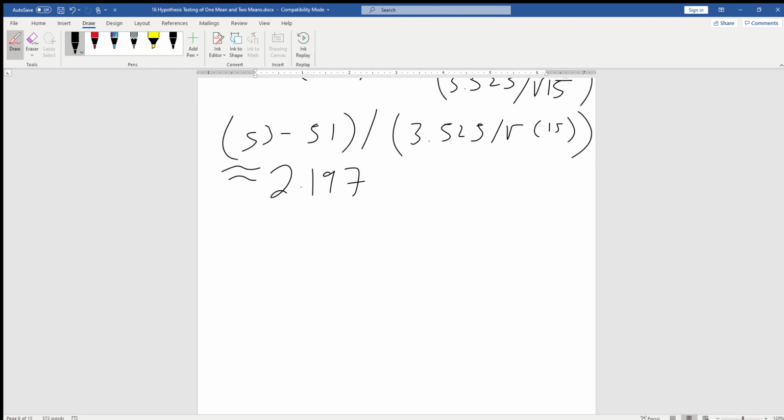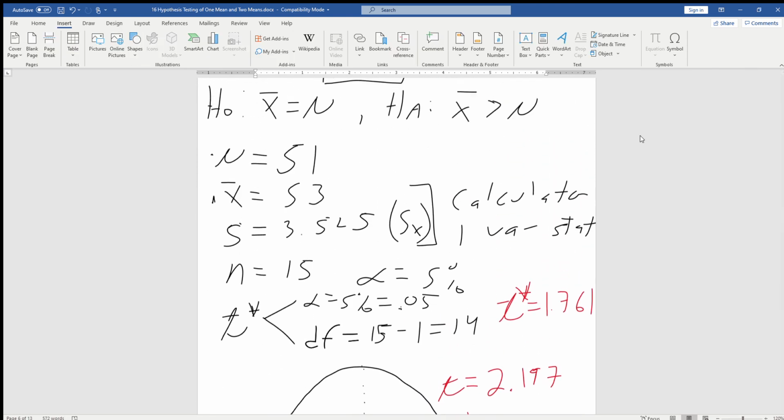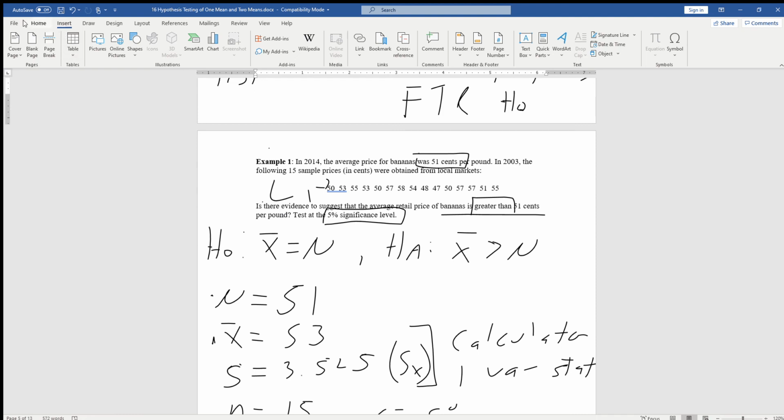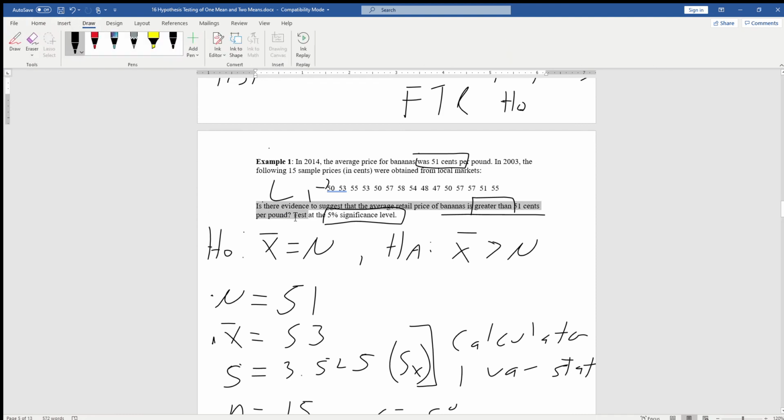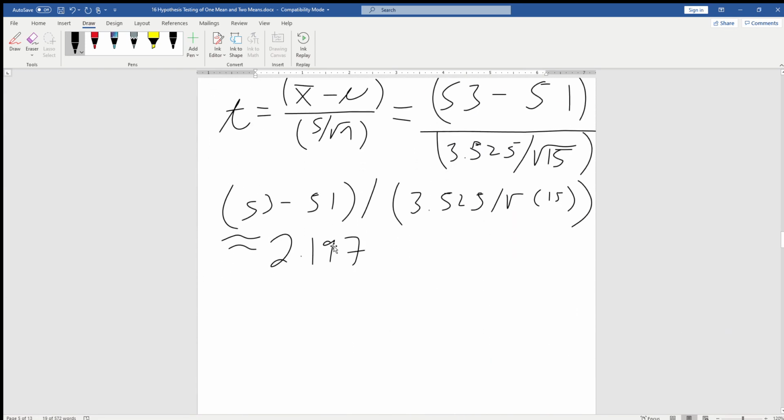So we'll type this out, and just like we've done before, I'm just going to copy and paste what the question asked. So we'll go down here, we'll type that out. We're going to say, since the test value falls in the reject region, we reject the null hypothesis. Hence, there is evidence to suggest, and I'm just going to paste the question, that the average retail price of bananas is greater than 51 cents per pound, and we should probably say in 2003, because that's when the samples were taken.